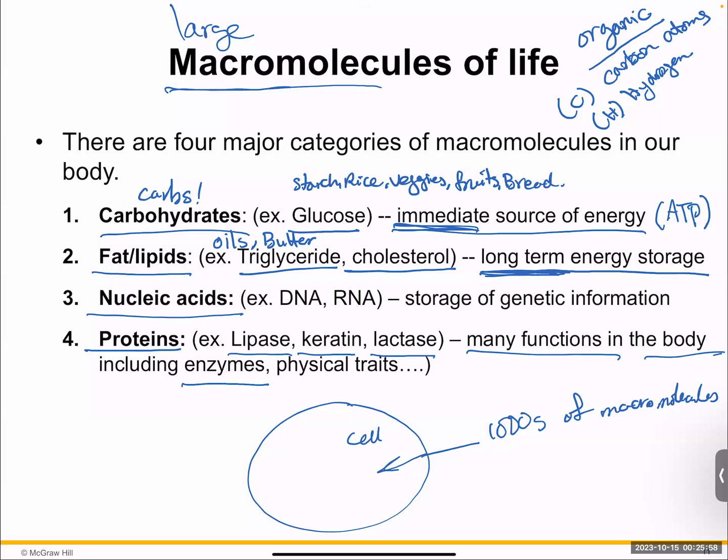Now, how do we make these proteins? How do we know what proteins to make and how much of it to make? For that, we're going to rely on our fourth group, which is the nucleic acids. Nucleic acids are identified as things like DNA and RNA, again, common terms that you may have heard. And these are the ones that store our genetic information.